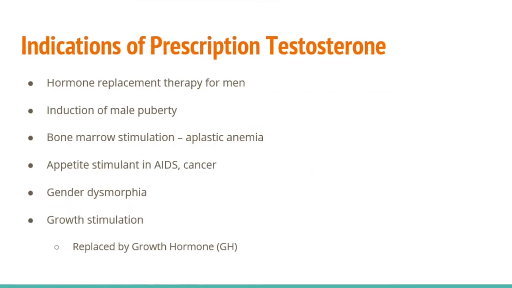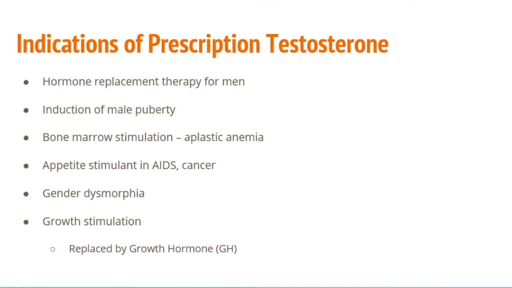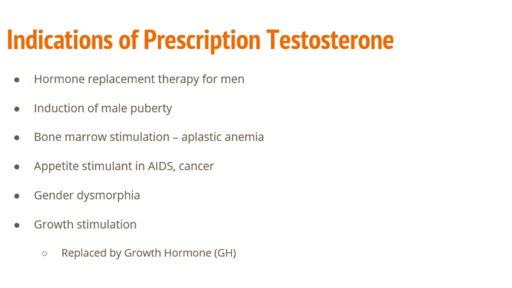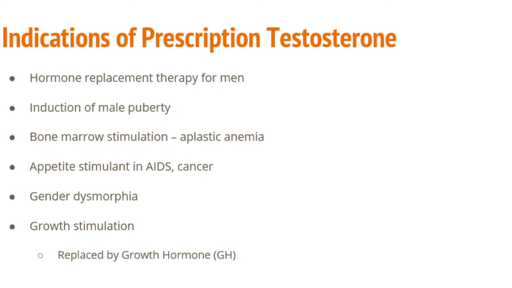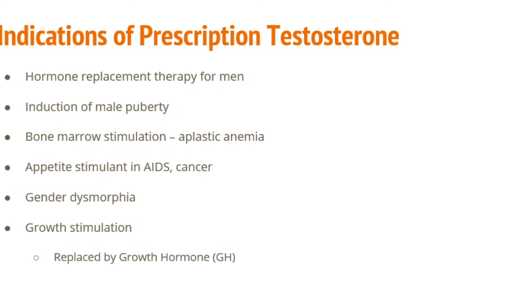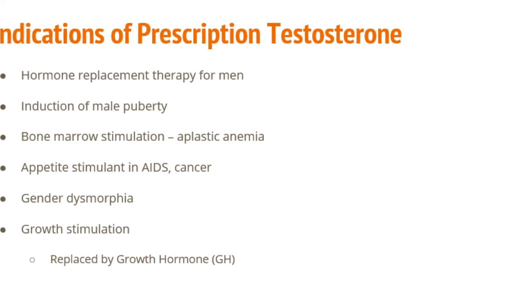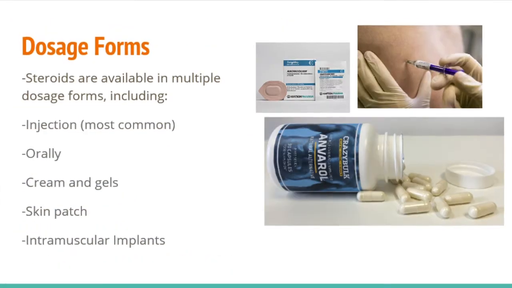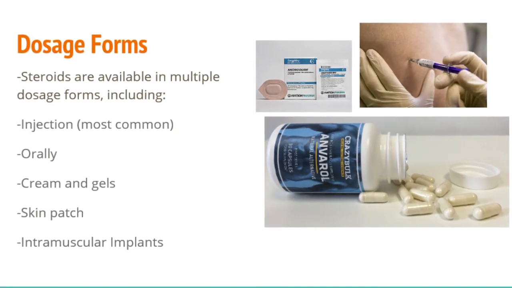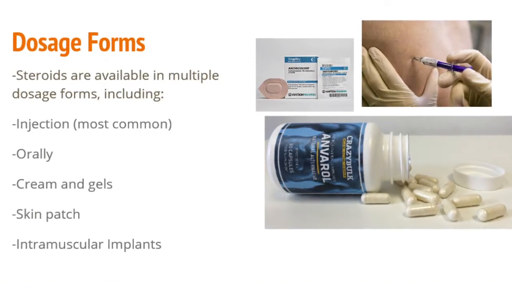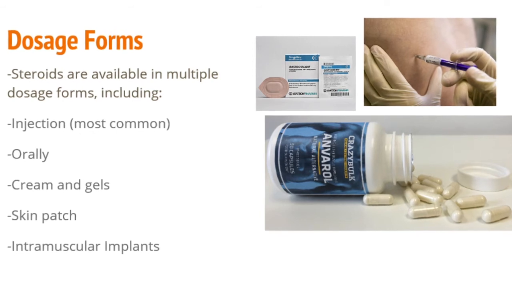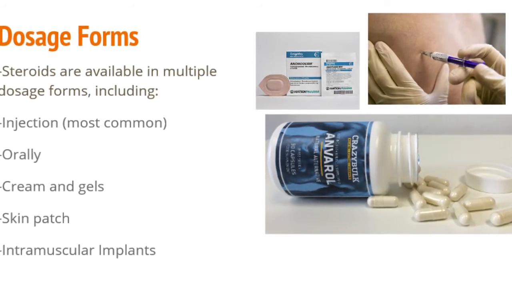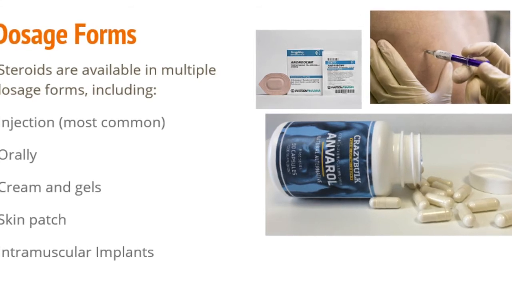Other legal uses of prescription steroids such as testosterone are hormone replacement therapy for men, induction in male puberty, bone marrow stimulation, appetite stimulation in AIDS and cancer patients, gender dysmorphia, and growth stimulation via replacing the growth hormone. Steroids can be administered to the user through various means, with the most common form being injection. Other dosage forms include orally taken capsules, topical creams and gels, skin patches, and intramuscular implants.